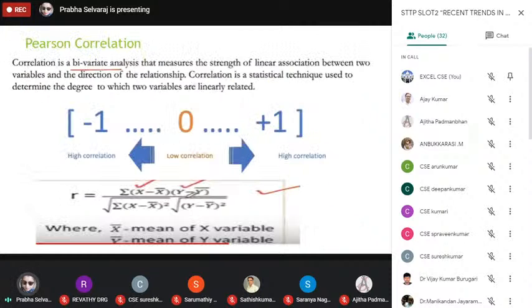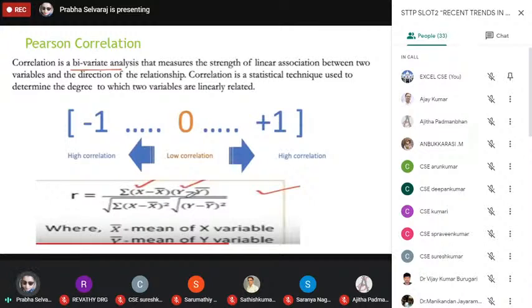So if I want a quantitative association, we have to go for correlation. What is correlation? You are finding out the relationship between two variables, the measure of strength of linear association. We are going to consider only linear association because it is linear regression. How far the variable x decides the value of y, how far they are related. Correlation is a statistical technique used to find out the degree of association, the strength of linear association between two variables.